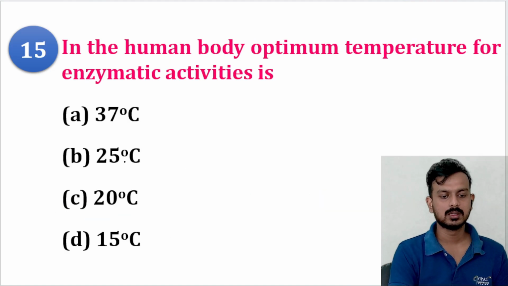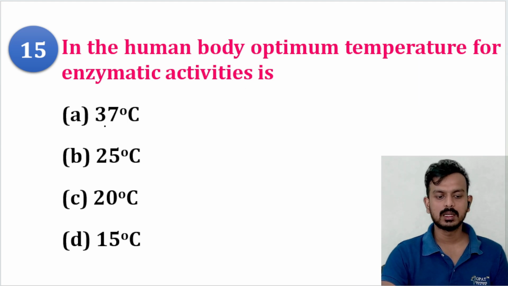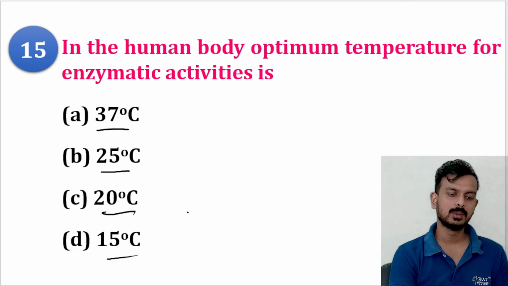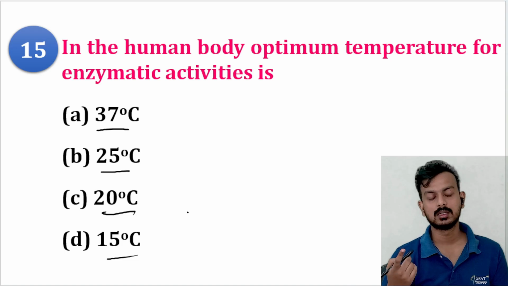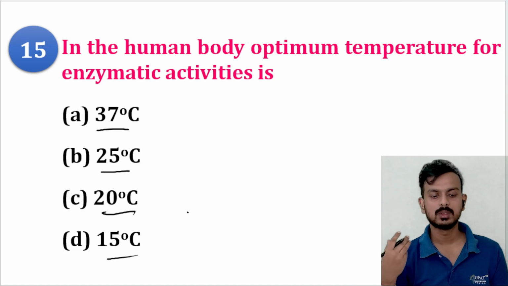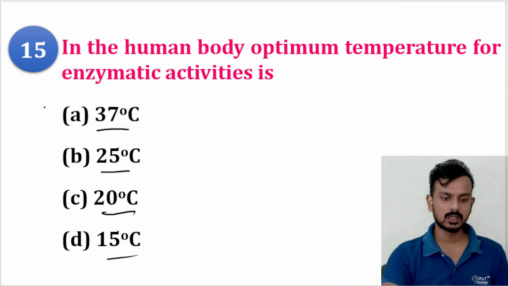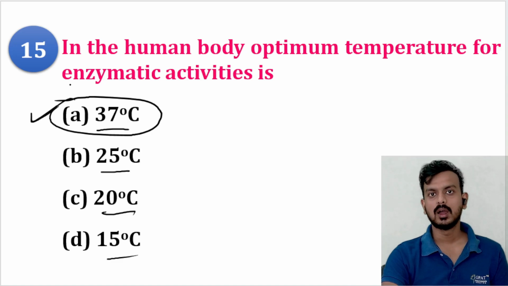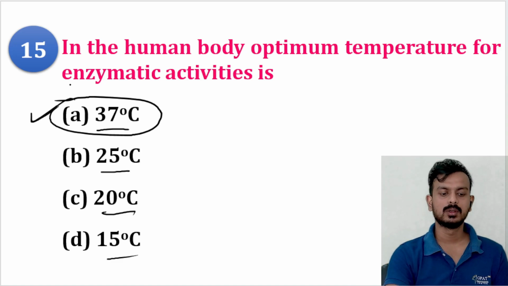Next question. The human body optimum temperature for enzymatic activity is 37 degree, 25 degree, 20 degree, or 15 degree. Very easy question, this is a primary school level question. All of you have given this answer. What is the normal body temperature? 37 degree. So 37 degree is the temperature at which our body's enzyme system acts properly.